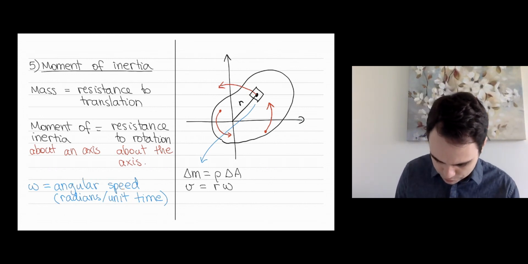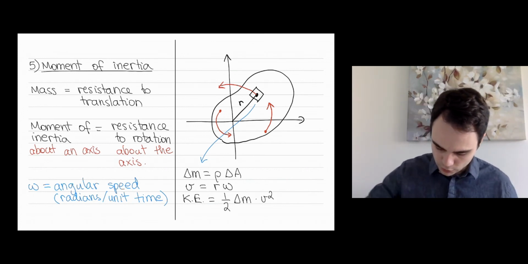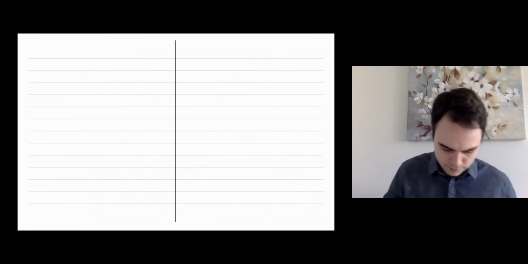So the kinetic energy of the little piece is a half of the mass of the little piece times the speed squared. I'll complete this calculation on the next slide.